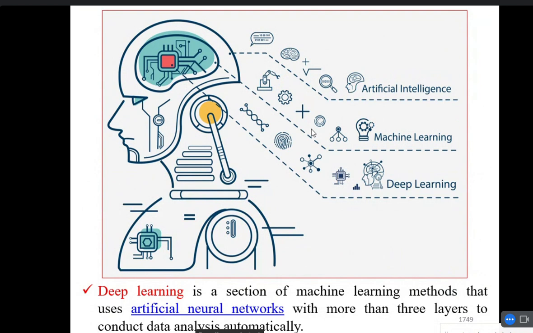Under artificial intelligence, we have machine learning: learning from observational data by applying three approaches, supervised, unsupervised, and reinforcement learning algorithms. Deep learning is learning from observational data in a deep manner by incorporating a high number of input layers, hidden layers, fine-tuning parameters, activation functions, dropout, etc., with self-supervised and unsupervised learning concepts. That's why deep learning is a section of machine learning methods that uses artificial neural networks as a base concept with more than 3 layers to conduct data analysis automatically.